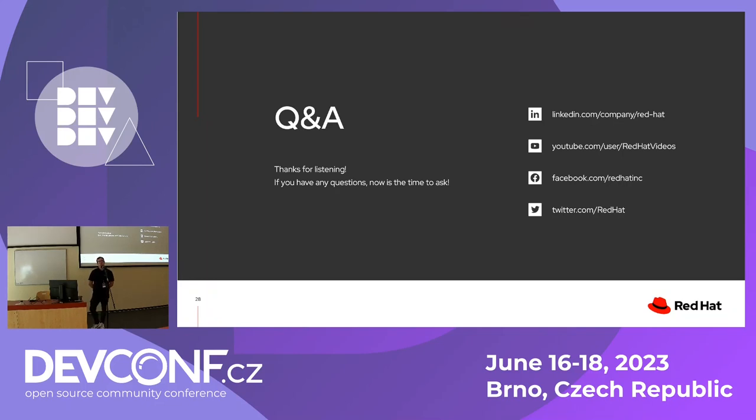So the question is, I referenced the initRD, which is compressed, and have I tried other techniques such as not compressing the initRD or maybe using a different compression algorithm? I did play around with that stuff, and I also tried not using an init RAM disk at all, which is another option.